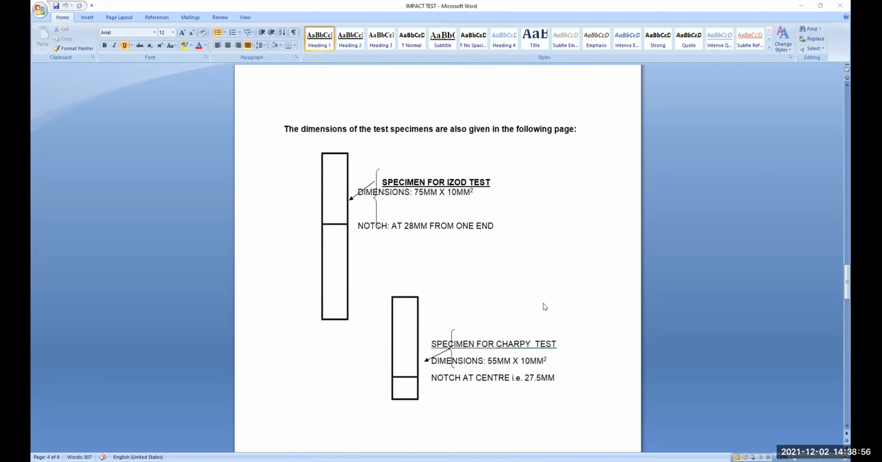This is the specimen for Izod first. This is for Izod, this is for Charpy. For Izod, the notch will be 22.8 millimeter from one end, and it is not at the center. The dimension will be 75 millimeter in length, with a square cross-sectional area. For Charpy, the dimension is 55 millimeter, about 100 millimeter, and the notch is roughly at the center, away from the end.